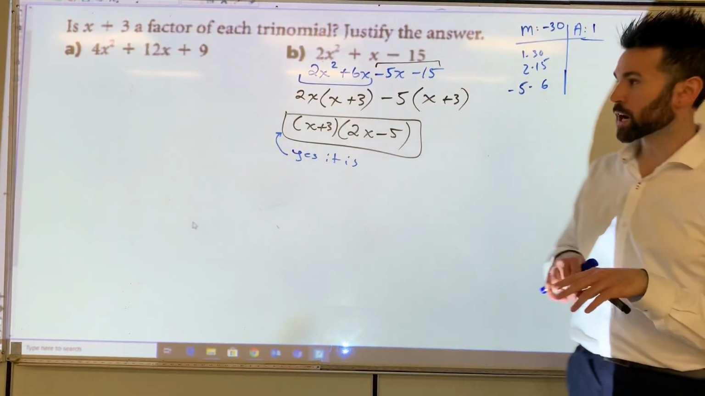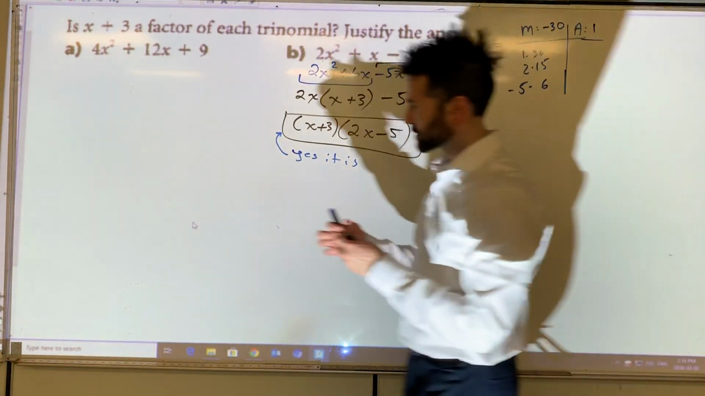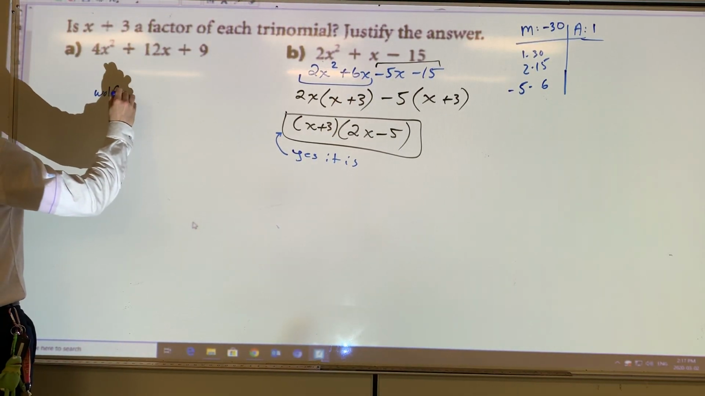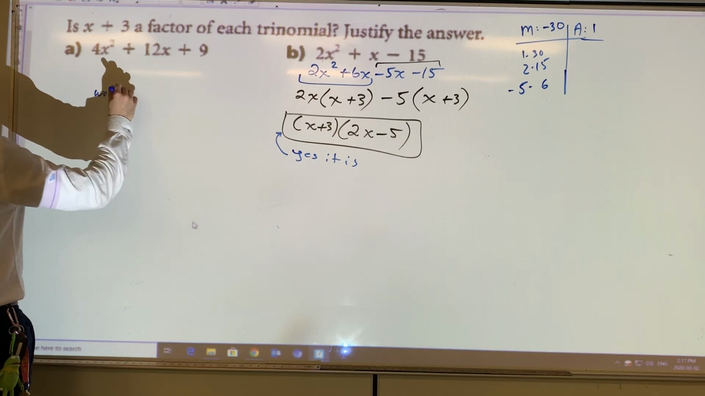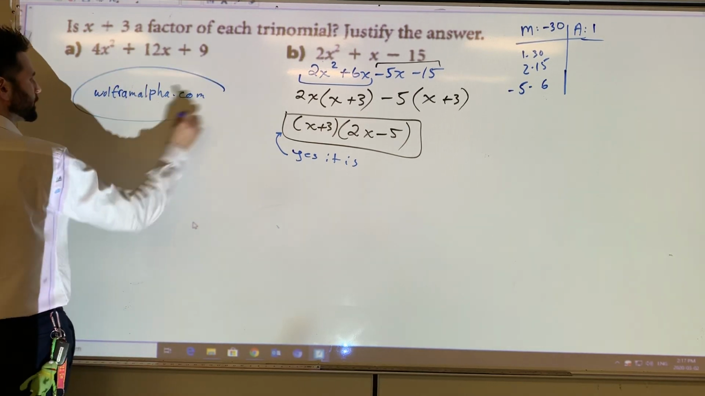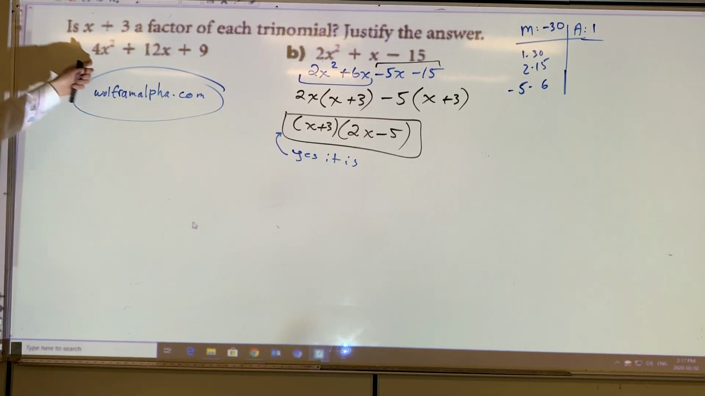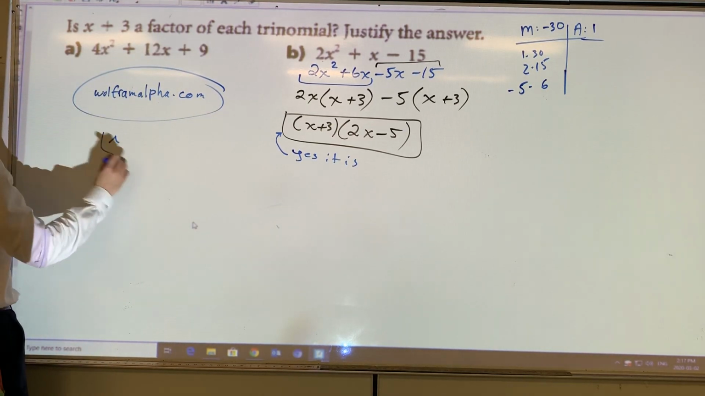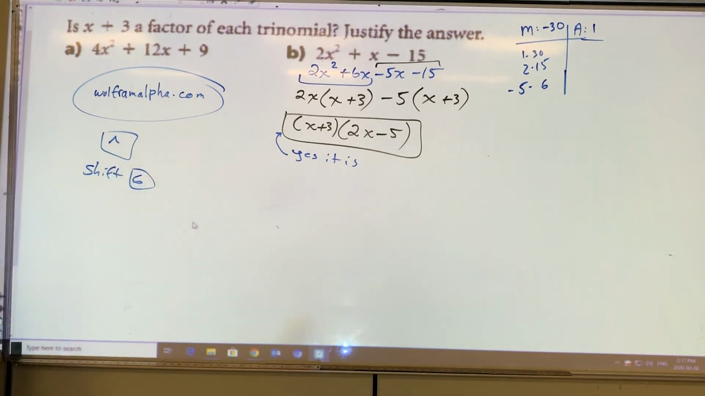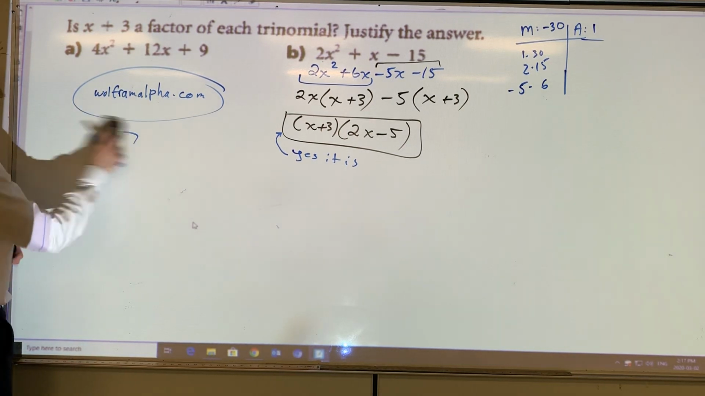You can go on Wolfram Alpha, right? You guys know about Wolfram Alpha, right? If you go to Wolfram Alpha, say factor, and type that in. Use this symbol for a square, that is Shift 6 on your keyboard. You can type that in and write factor, and it'll give you an answer. If you're at home and you're like, I don't know how to factor that. Okay? WolframAlpha.com. I don't work for them.